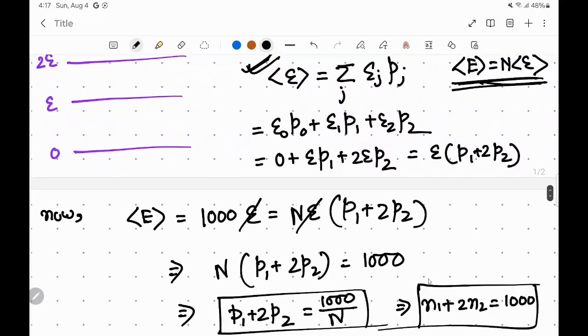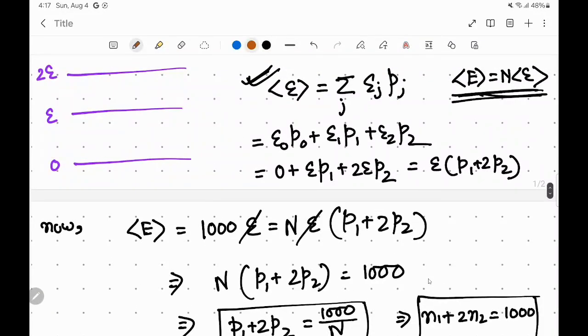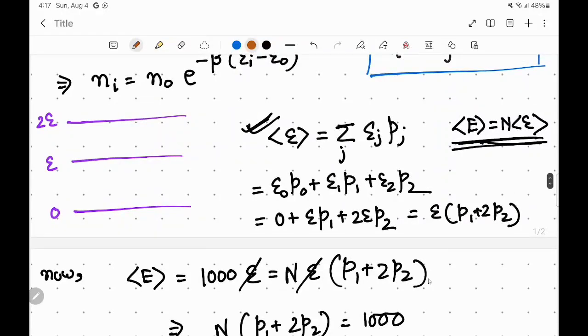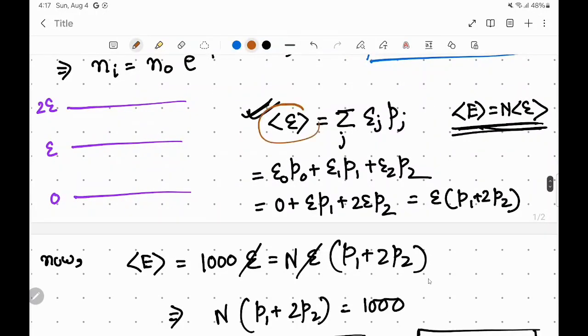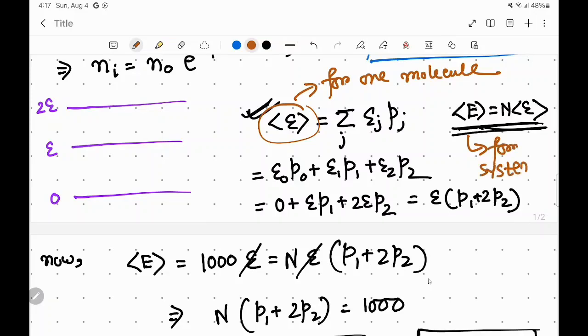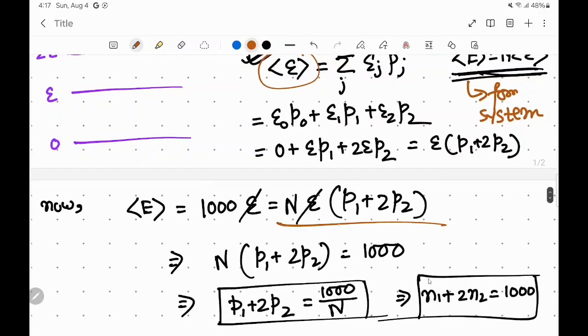Here we have already multiplied N because this, let me clear it. Probably I create the mess. Okay, this epsilon is for one particle. Let me write it here for one particle or one molecule. Now for system, there are n number of molecules. That's why we have to multiply it with n, then it will be for system. When we have multiplied with n, this is for system.